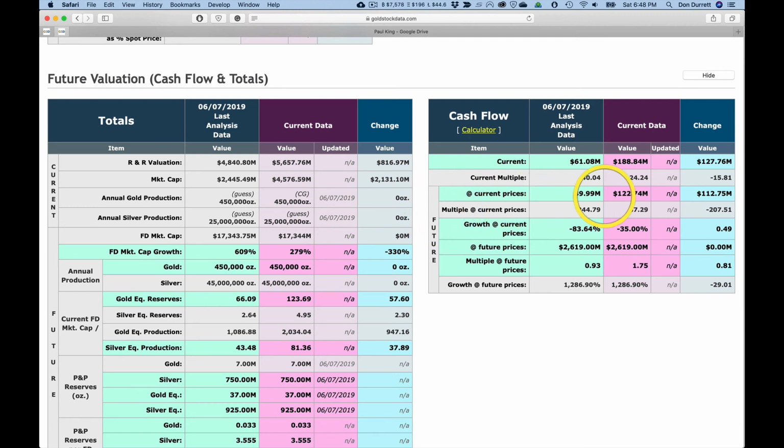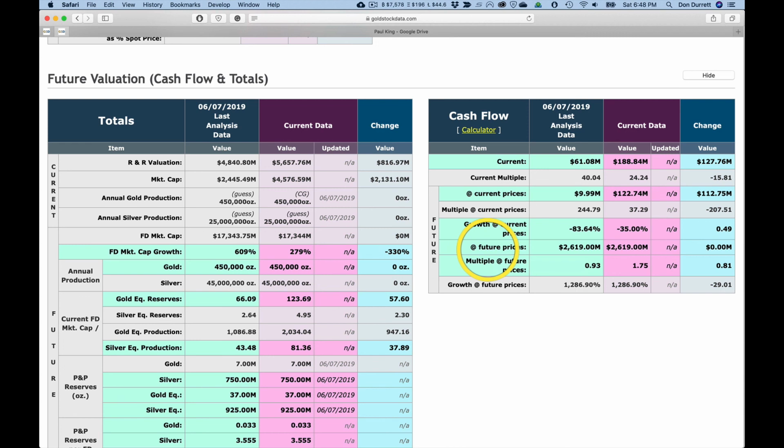It's an important thing to know. Why is this lower than this? The reason why is because costs go up, but the prices didn't go up. So here's your multiple at current prices, and then we have the growth in current prices. And that's the reason why it went down 35%, because costs went up. If the prices don't go up, then you're going to have a problem. So it's important to understand these numbers here, future prices.